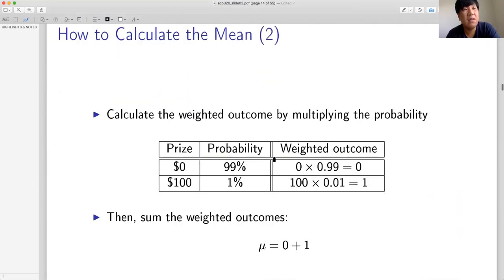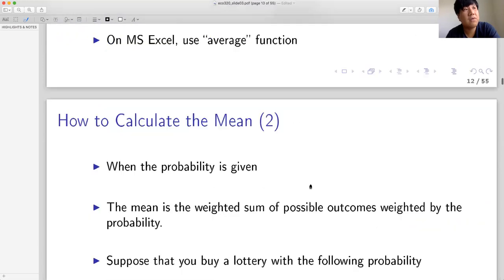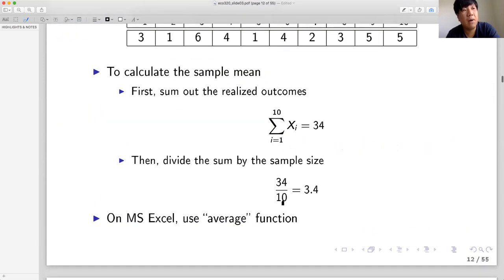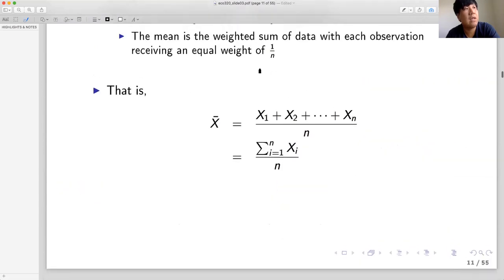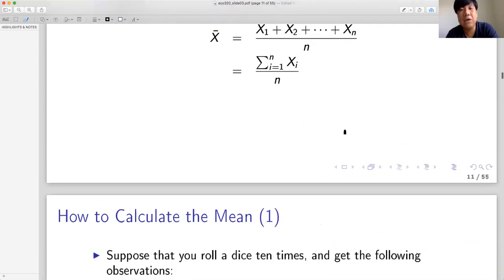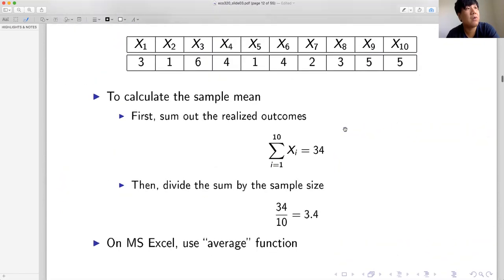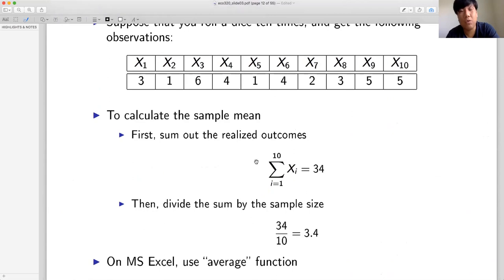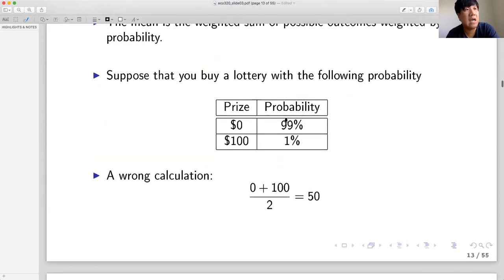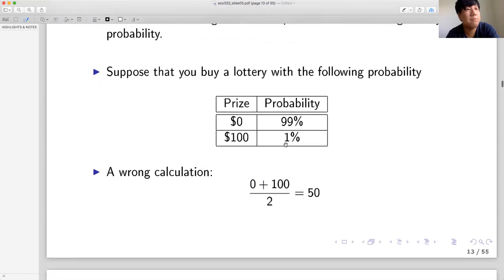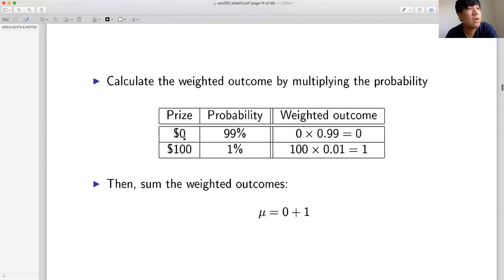First thing, you need to find the weighted outcome. Previously, the weight was 1/n, or 1/10 here, which means each of them has equal weight. In other words, in the previous cases, you just added them up and divided by 10, so each accounted for 10% of the weight. But now this one is 99% and this one is 1%.